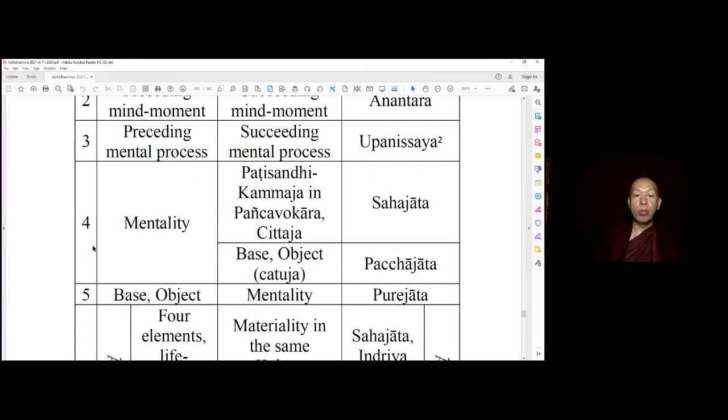Then 4, it will be a little bit more complicated. Mentality, you know already. And Patisandhi Kammaja. We have already talked about Kaya, Bhava, and Vatthu. Kaya means body decad kalapas, also sex decad kalapas, and materialities, in Pancavokara, meaning the five aggregates. So mentalities are the cause, and Patisandhi Kammaja rupas are the effects. Also, Cittaja rupas can be the effects. It will be Sahajata type again.